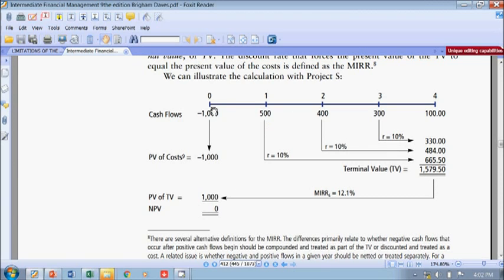And then for your investment at year 0, you just treat it as the present value, the same figure. And then MIRR is to make the present value of your terminal value, or your future value, the same as the present value of your costs. So NPV is 0. This is the whole basic idea.